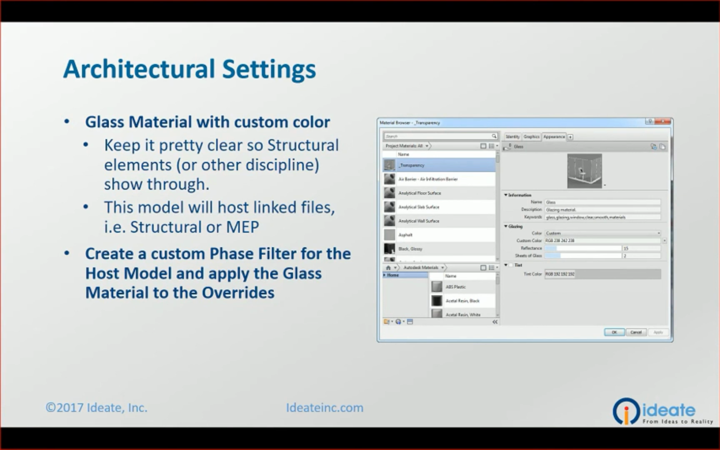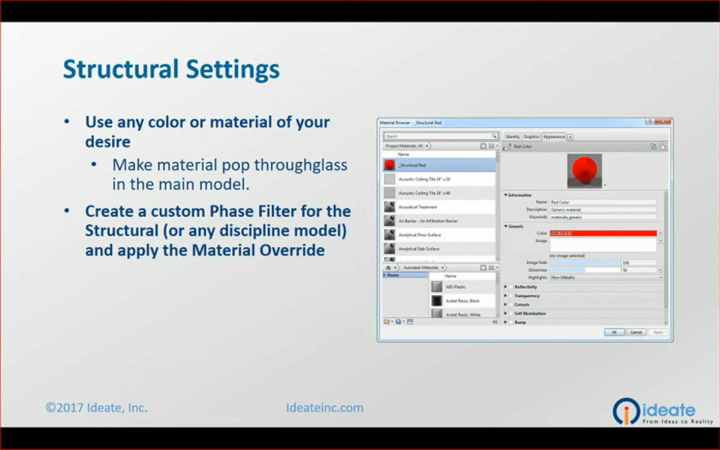And if you want to add a little tint to that glazing, you can certainly do that. So in the architectural file, I just created a transparency material using a glazing asset. Okay. And then in the structural file, I created a structural red. It could be structural green. Just don't make it air, okay?